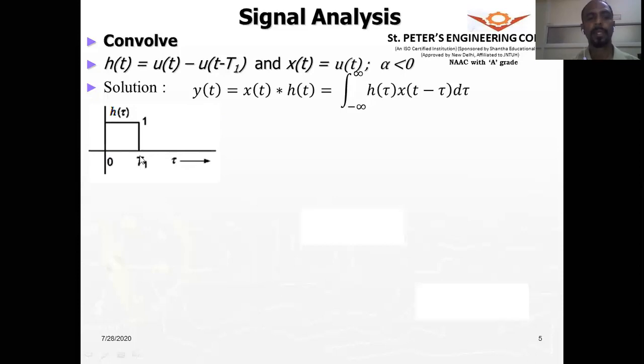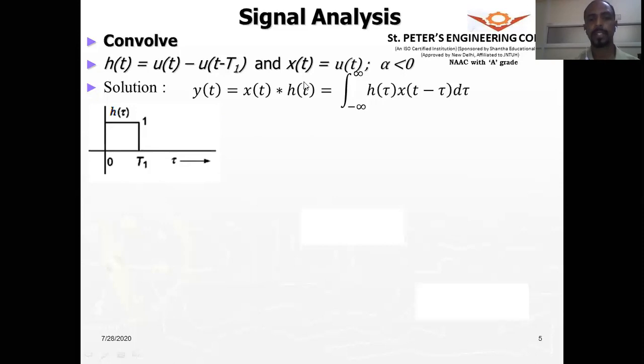All right, t1 can be anything. If t1 is 2, then it exists from 0 to 2 time units. If t1 is 0.1, then 0 to 0.1. If t1 is 100, then 0 to 100 and so on. So it has a constant amplitude of 1. It's a very limited signal. It does not go up to infinity. So this is h of tau.